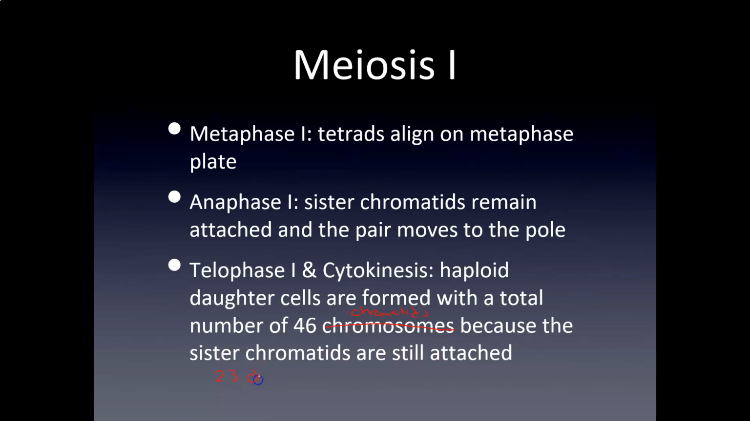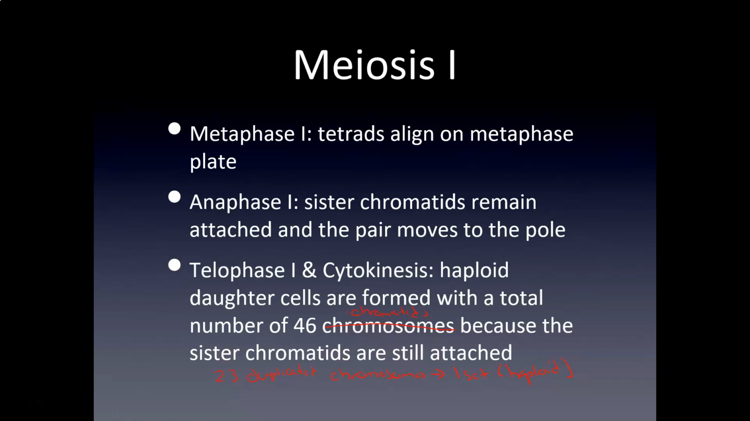23 duplicated chromosomes, right? One set, because they're haploid, right? Okay.